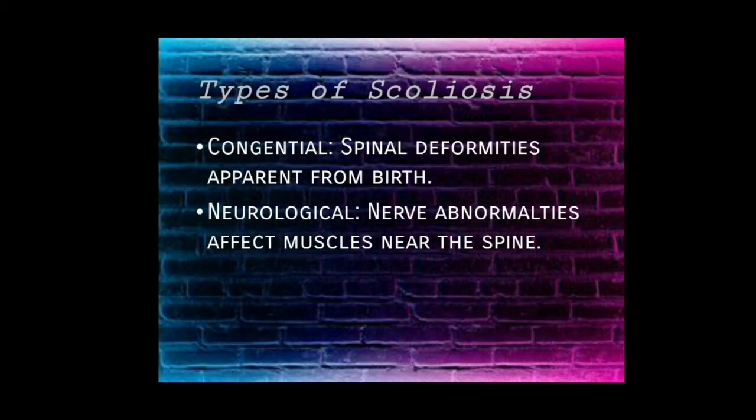So there are two types of scoliosis. The first one is congenital, where spinal deformities are apparent from birth, which means you can observe the spinal problems of a person when they are born. The second one is neurological, where nerve abnormalities affect muscles near the spine, causing scoliosis itself.